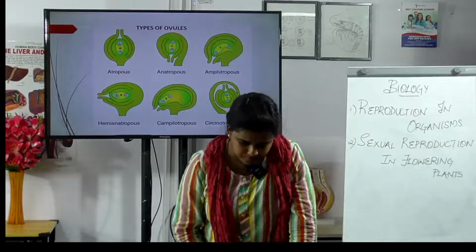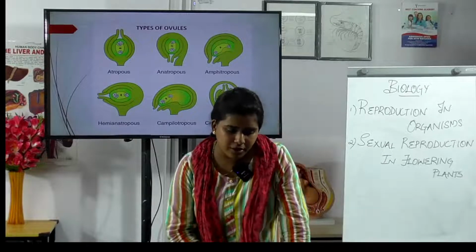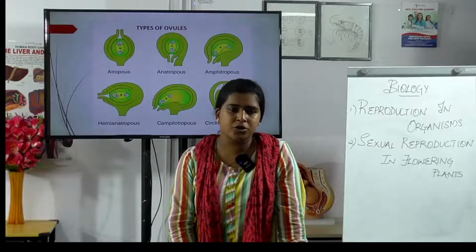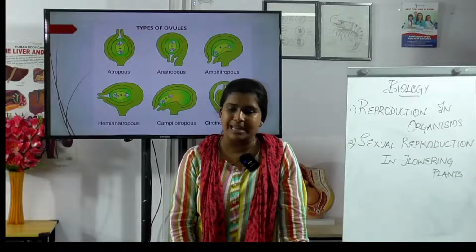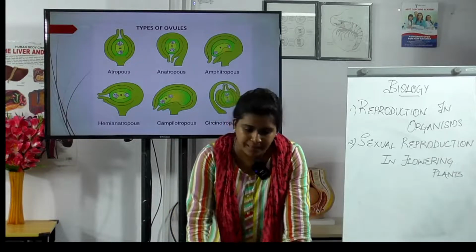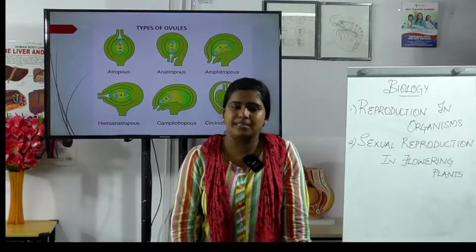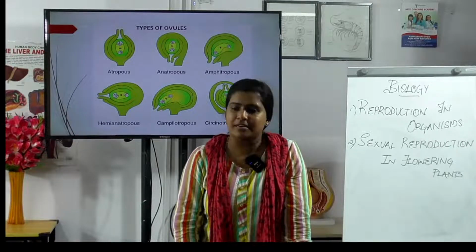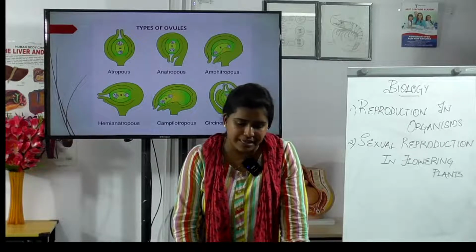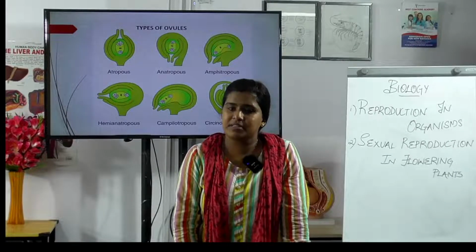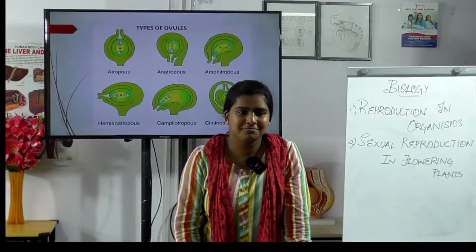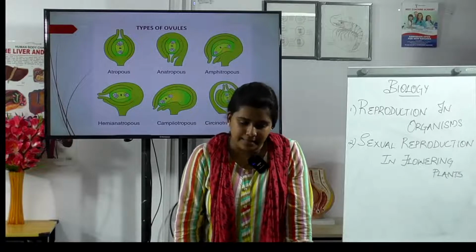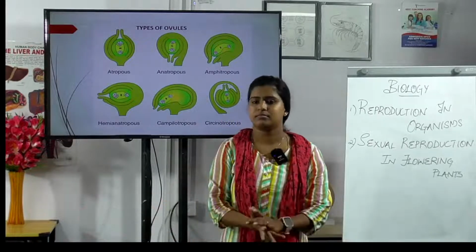Give some examples for amphitropous. Which plant has a horseshoe shape? Lemna. Okay, the plant called Lemna. Where is the hemianatropous example I want? Ranunculus. And then the campylotropous example? Legumes. And the last one? Opuntia. Okay.